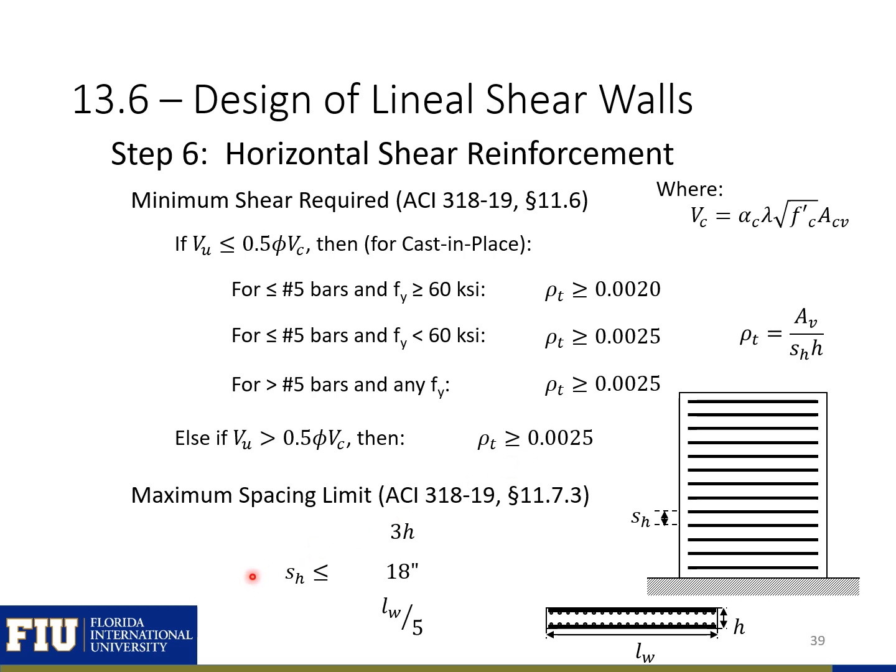Our maximum spacing limit is also shown here from ACI 318, where our s sub h, the spacing of our horizontal reinforcement, needs to be less than or equal to 3 times our wall thickness h, 18 inches, or lw, the length of our wall, over 5.